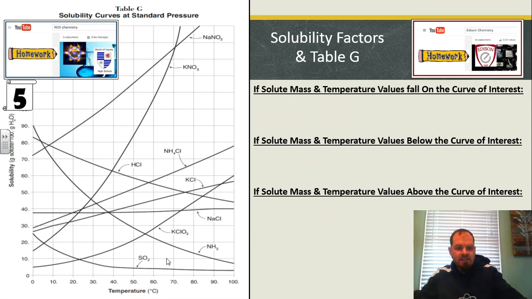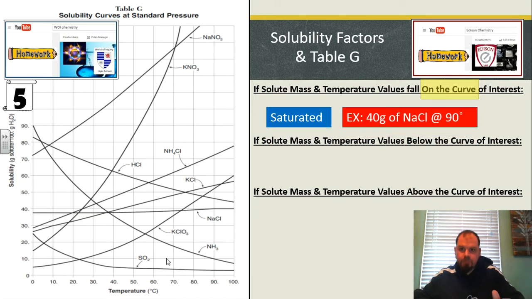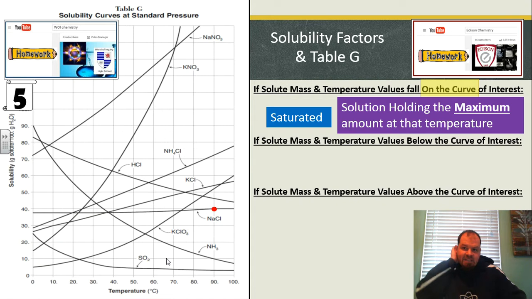So if my plot on Table G ends up right on the curve, I say that it is saturated. So on the curve is saturated. Let me tell you what I'm talking about. So here's an example. 40 grams of NaCl at 90 degrees. So I'm going to run up 40 grams, 90 degrees. Those cross, and look, I'm right on the line of NaCl. Okay. And saturated again is a solution holding the maximum amount at that temperature. Notice it's right on the line.